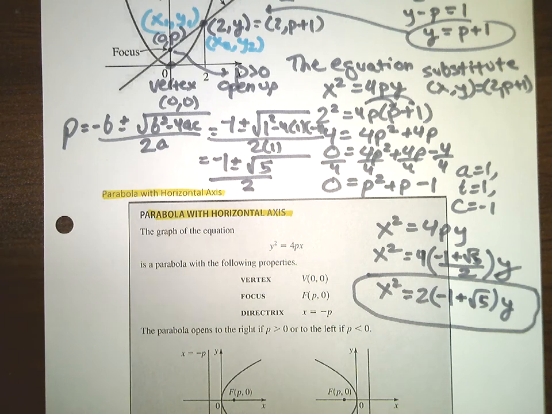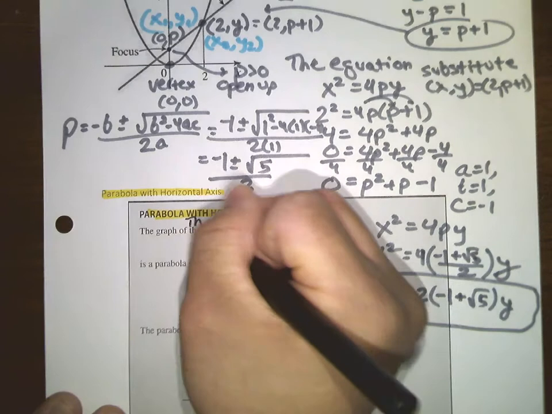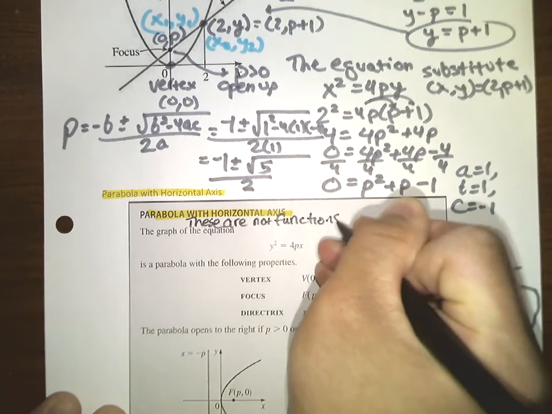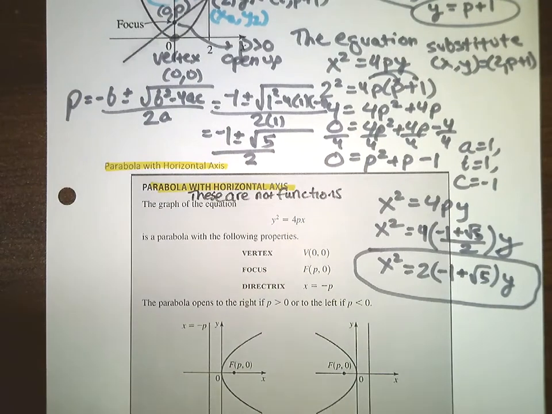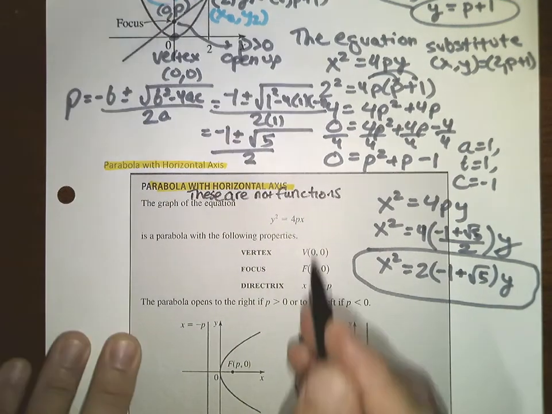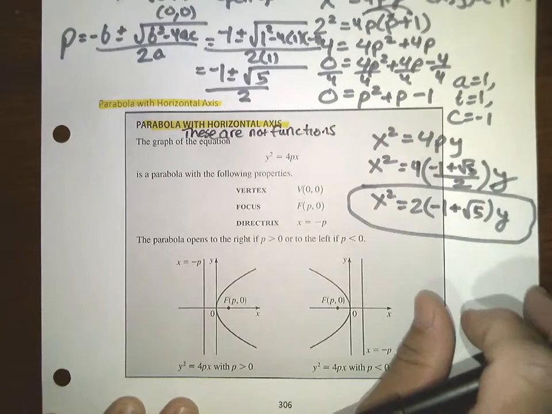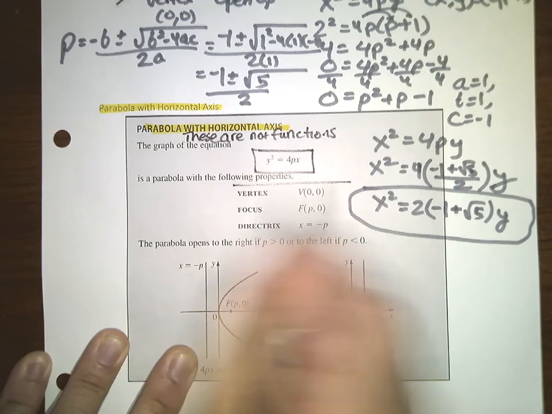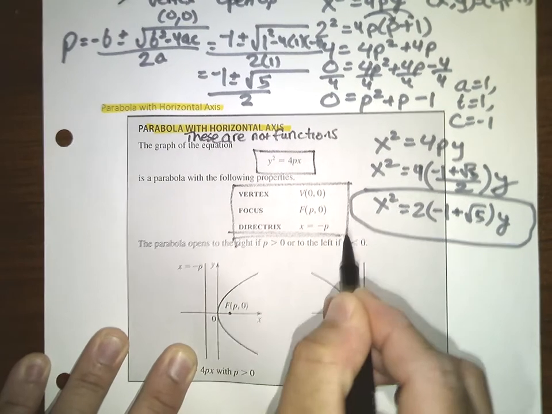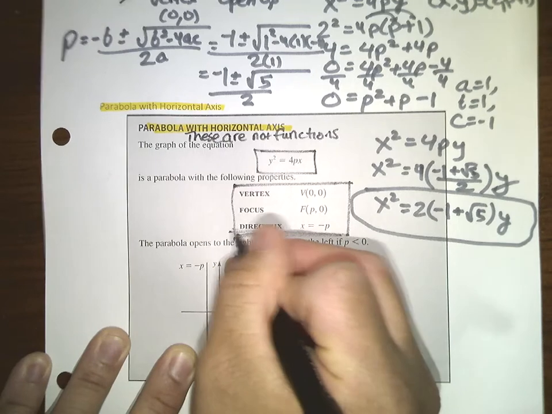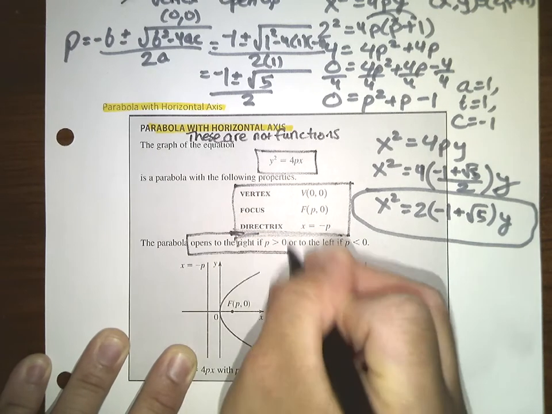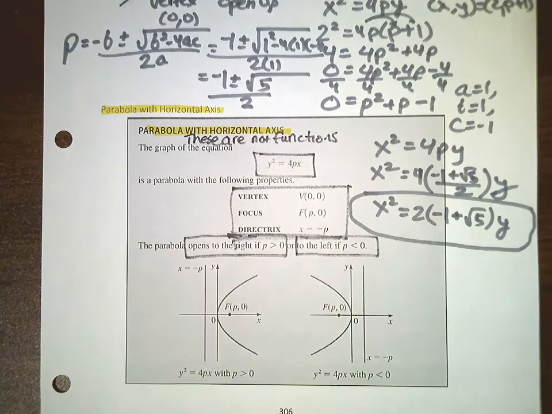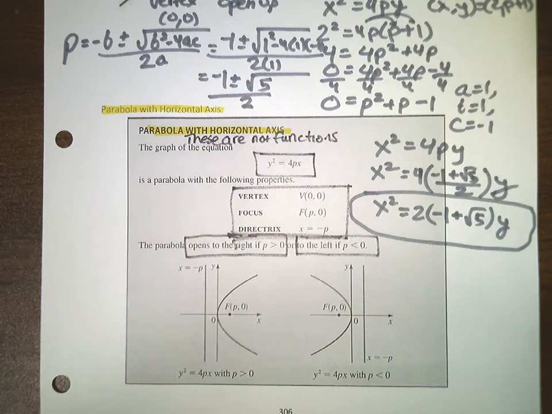So these are not functions. So here you see what you really need to remember for the horizontal parabolas. y squared is 4px. Here's the vertex, the focus, the directrix, and how to tell whether the parabola opens to the right and if it opens to the left. So that's really all of the information that you need to know here.